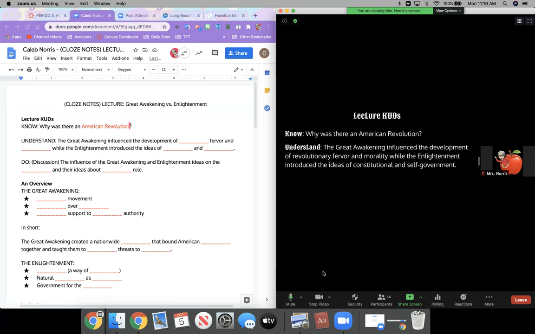Okay. The Enlightenment, on the other hand, it was more about thinking, and it introduced ideas about government itself, that the government should have a constitution. It should have a list of rules that everyone is expected to follow. Okay. But also self-government, right? This idea that it's a government for the people and by the people, so it should be working with the people. Okay. So to do this today, we're going to have a discussion.